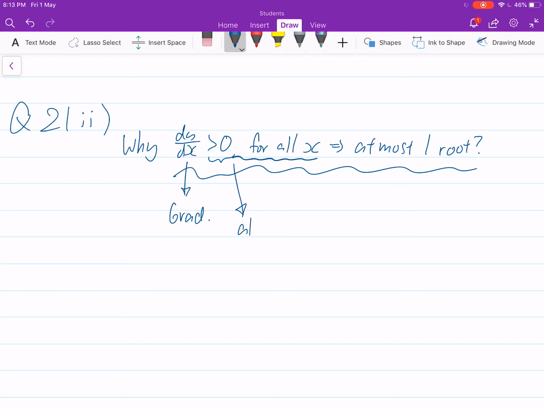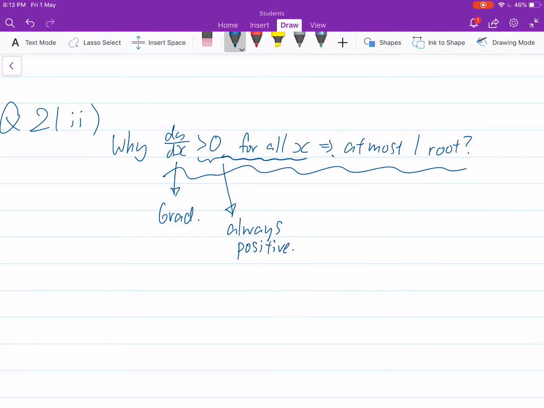It just means it's positive. It implies at most one root. And what does that mean?